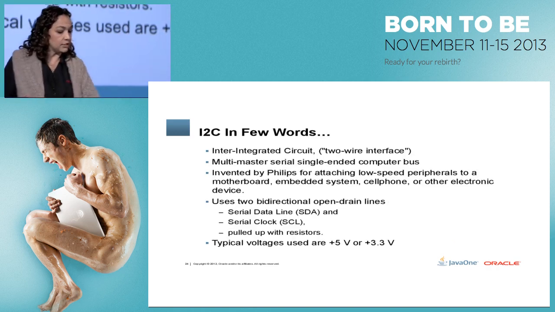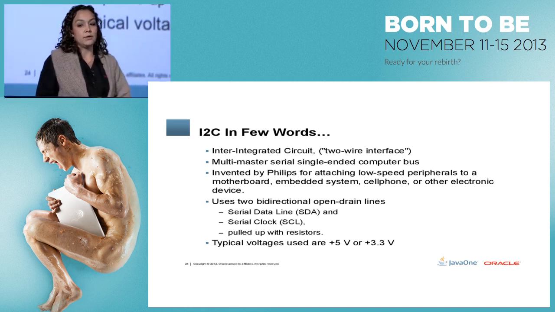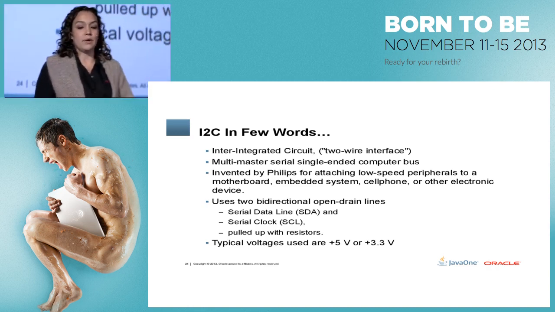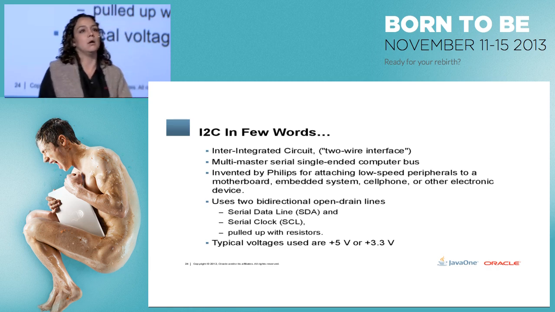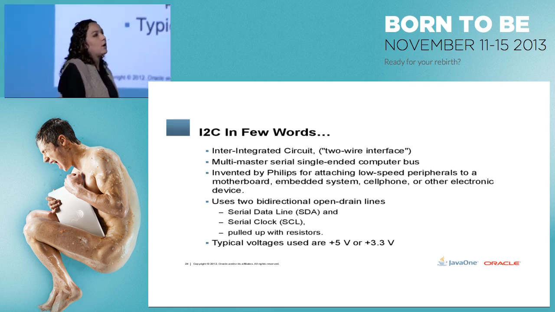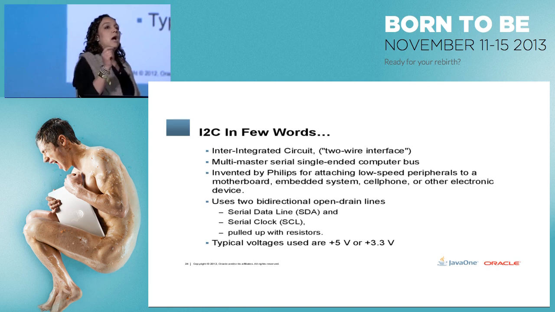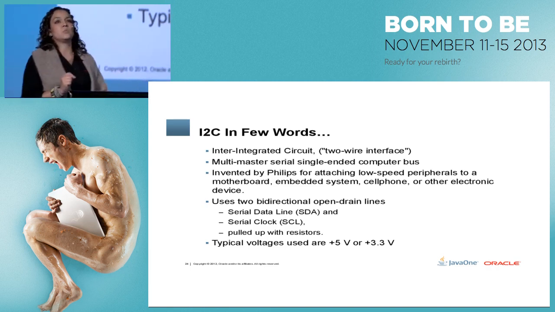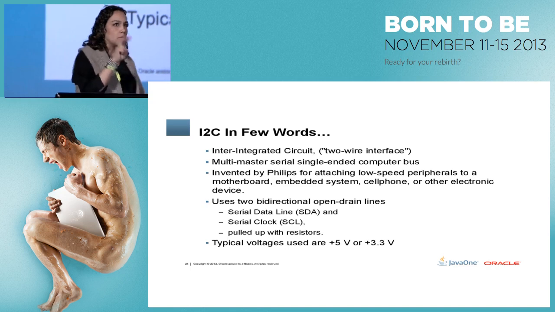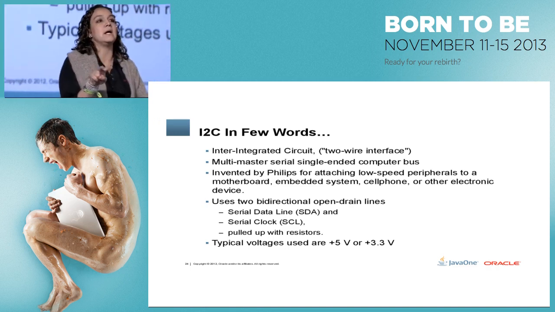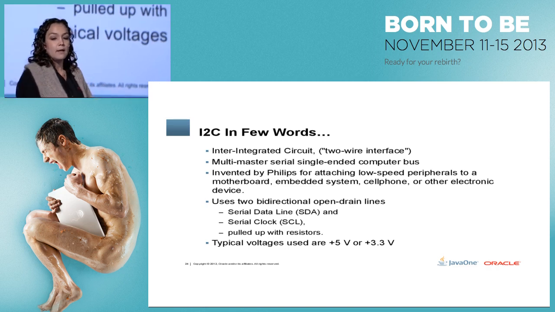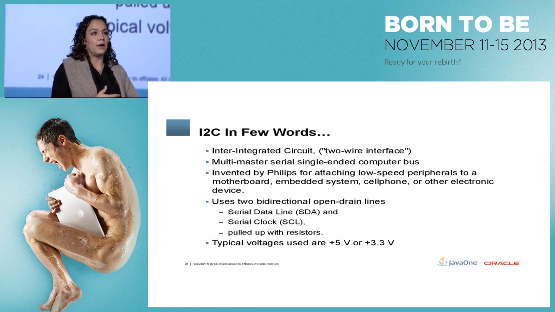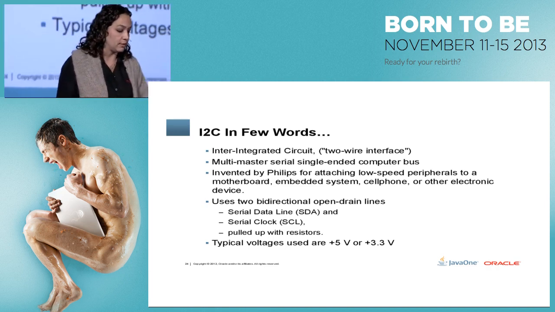So it's a multi-master serial single-ended computer bus. It was actually created by Philips. And again, we're going to have 2 open drain lines. One is for data and one is for the clock. And we do normally require pull-up resistors. We do not require this for the Raspberry Pi. The Raspberry Pi provides those 2 I2C lines already with the pull-up resistors, so they do not require that. And the typical voltage is between 5 and 3.3 volts, so it's actually perfect for the Raspberry Pi.